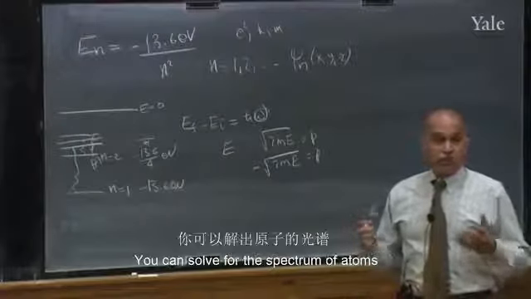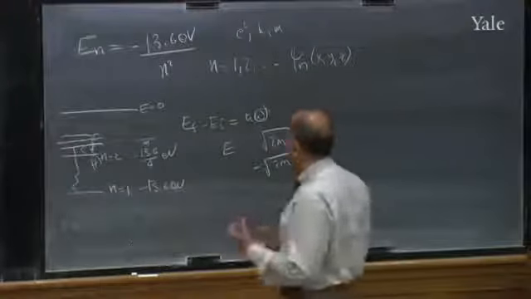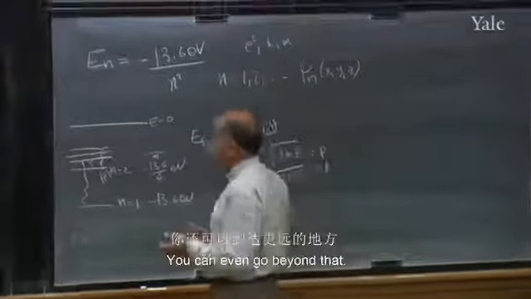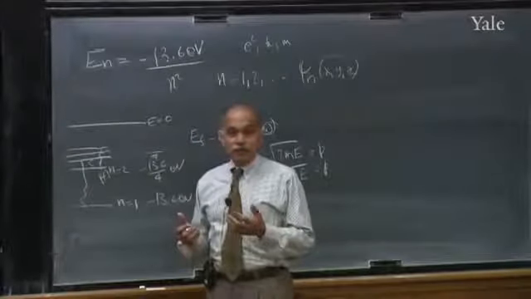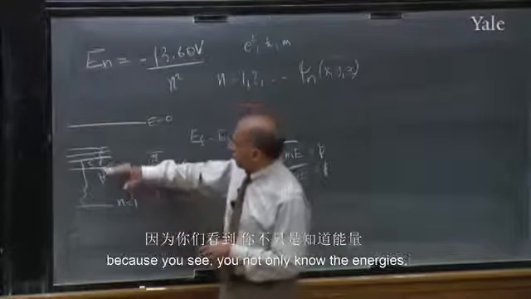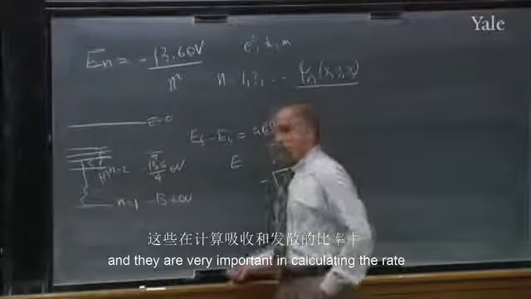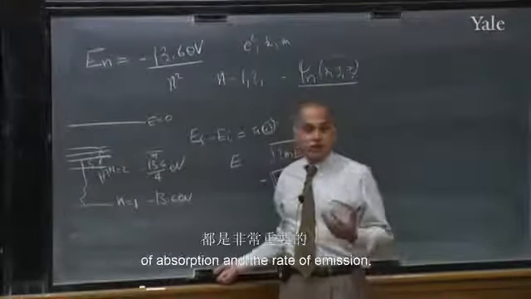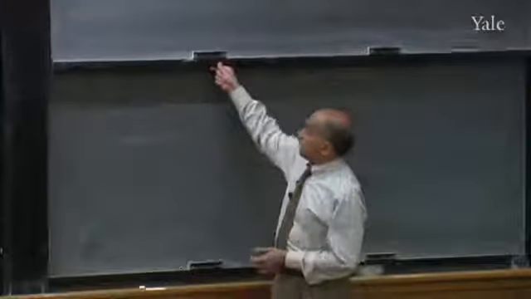You can solve for the spectrum of atoms, and you can see what light they will emit, what light they will absorb. You can even go beyond that. You can even ask, what's the rate at which it will absorb light? What's the rate at which it will emit light? Everything can be computed. Because you see, you not only know the energies, you also know the corresponding functions, and they are very important in calculating the rate of absorption and the rate of emission. Okay, that's one thing you can do.